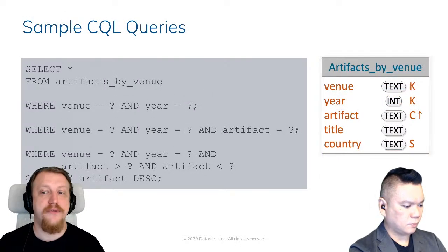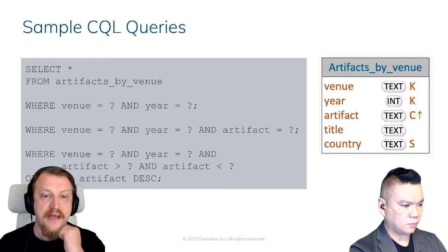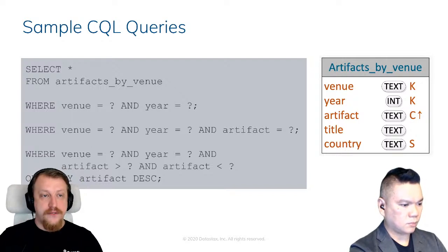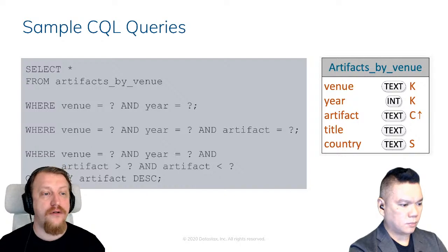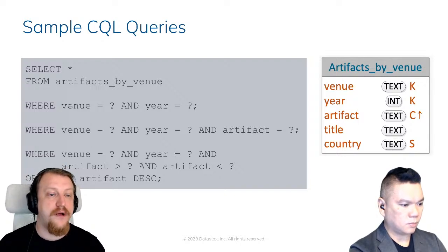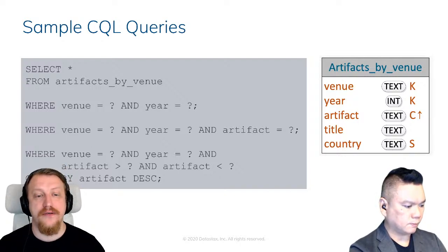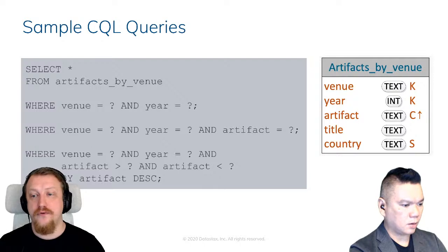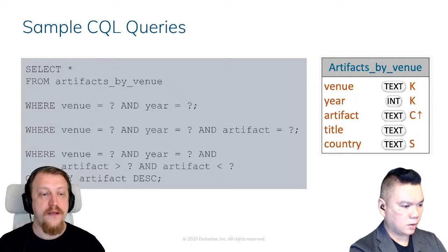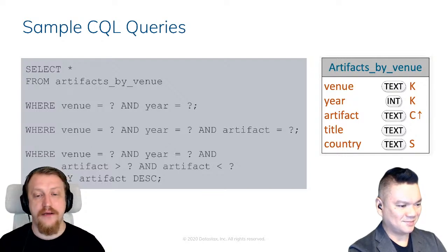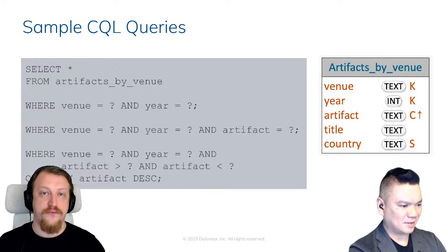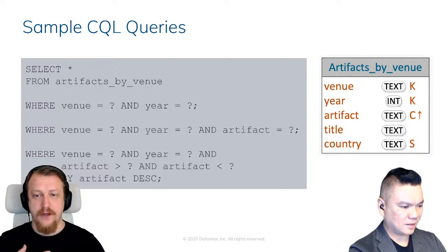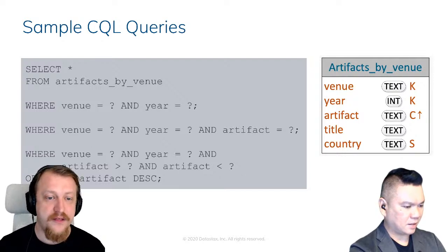So, sample SQL queries. Those are good examples, those will work with this table. Select all from artifacts where venue equals something and year equals something. Will this query work? Yes, it will work. We specify all the parts of the partition key, therefore it will work and we will get all the rows of this partition. Where venue and year and artifact: here we use the full primary key, so we will get one and only one row, and that's very fine.